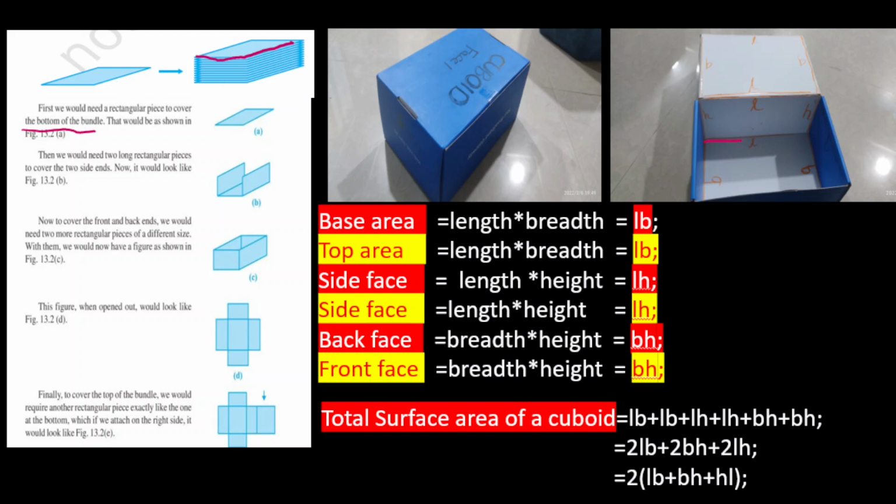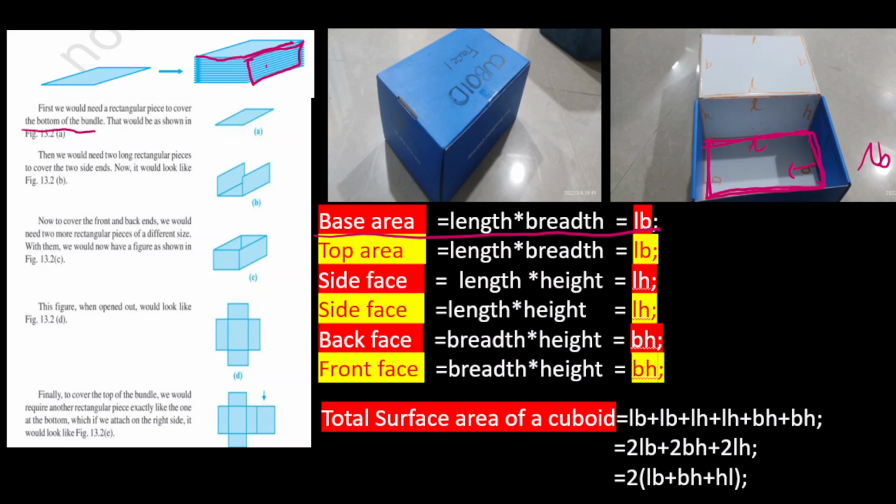Suppose this is the rectangular piece we need for the base of this bundle. This edge represents the length of the bundle and this edge represents the breadth of the bundle, and we know that this is a rectangular piece and the area of this rectangular piece is nothing but LB. So this is the base area of the rectangular piece.